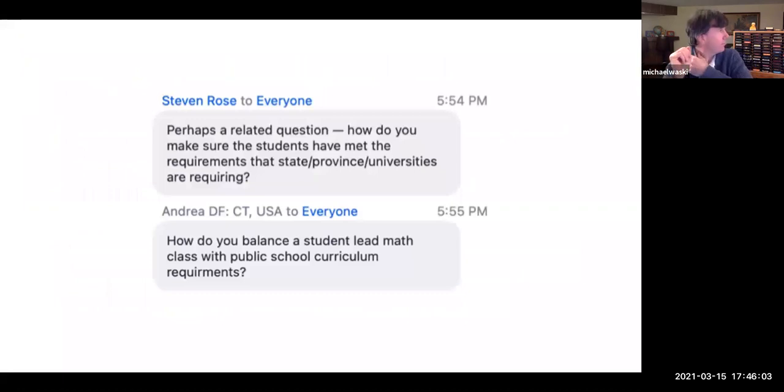So before I finish up here, I want to address a couple of questions that came up last time in the session. These two are kind of related together. How do you make sure the students have met the requirements that state, provinces, universities are requiring? And how do you balance a student-led math class with the public school curriculum requirements? And so this is always the thing. And as math teachers, this is what we worry about, right?